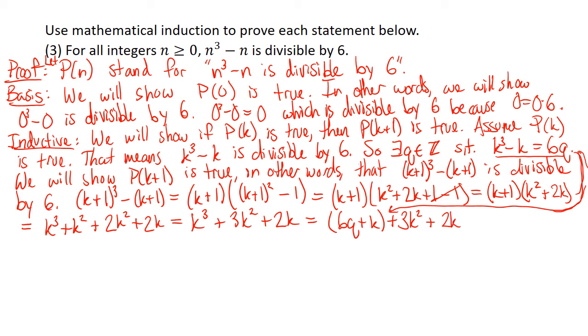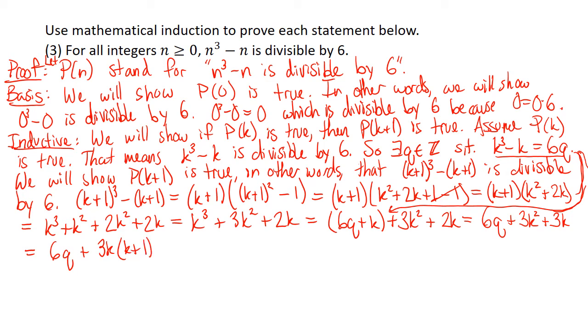Okay, so now let me just simplify a little more. So this is going to be 6q plus 3k squared plus 3k. Okay, so now I'm not exactly seeing a 6, at least not in the part with the 3's, but let me just keep simplifying a little bit and I'll show you what happens. So I can take out a 3k here, and I'm left with k plus 1.